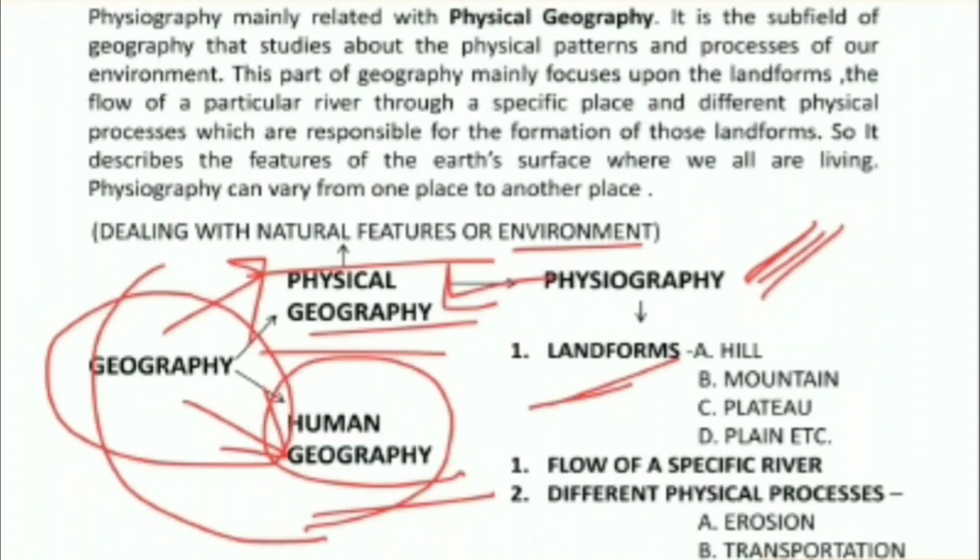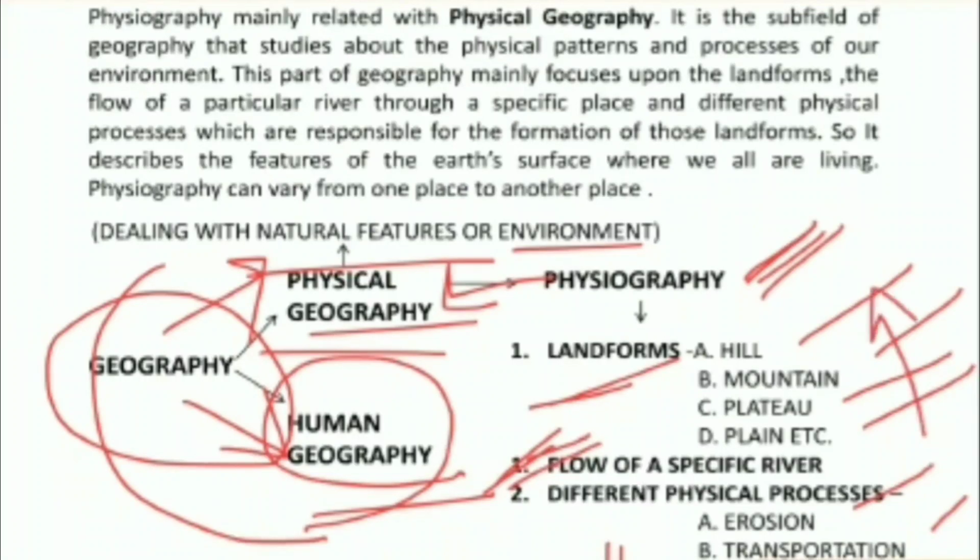We have several major landforms on our earth surface like hills, mountains, plateaus, plains, etc. And most importantly, the rivers and different kinds of physical processes like erosion, transportation, and deposition. These three important physical processes and rivers are very important for giving a particular shape to a particular landform. So, I think all of you get the idea of physiography.